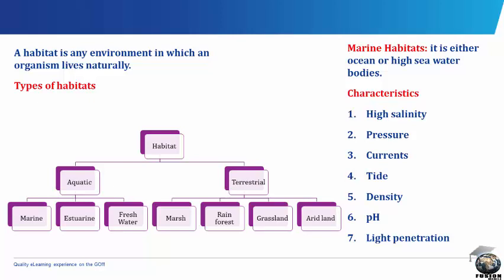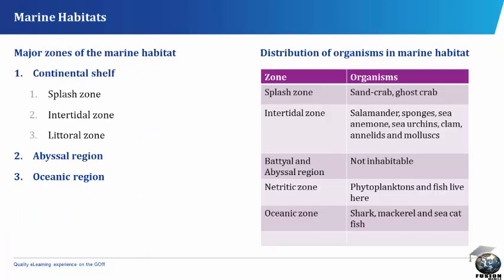And in light penetration, light can only penetrate up to about a depth of 200 meters or more. Penetration of light depends on water turbidity. This goes a long way to affect the distribution of the phytoplanktons. Major zones of the marine habitat include the continental shelf, the abyssal region, and the oceanic region.